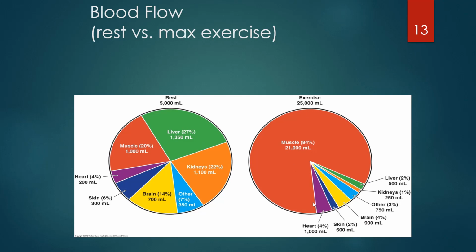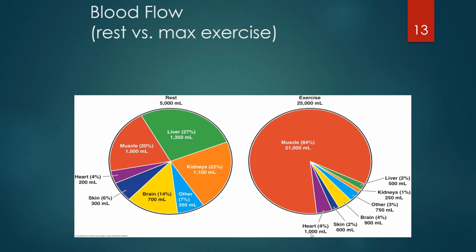So if you compare rest to max, it's pretty dramatic, but you can see there's a huge increase in blood flow to active skeletal muscle. And this is a result of all that vasodilation that we get redirecting blood flow to active skeletal muscle. And at the same time, a couple of things I want to point out. If we look at an organ like the heart, blood flow actually goes up to the heart, which makes sense because the heart's working harder.